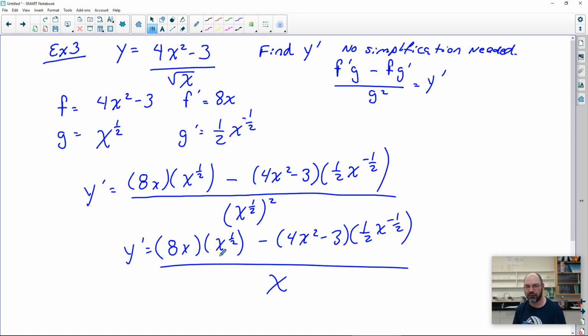But at this level, what I ask most often is just to do that first step. Get this, plug it into the formula. If there's something simple, like the top crunches out nice, do it. If not, leave it as is. My most common question that I'll ask in hand-ins and also in quizzes.